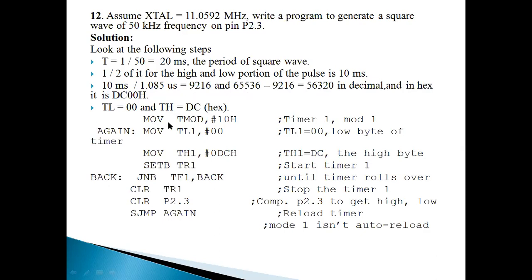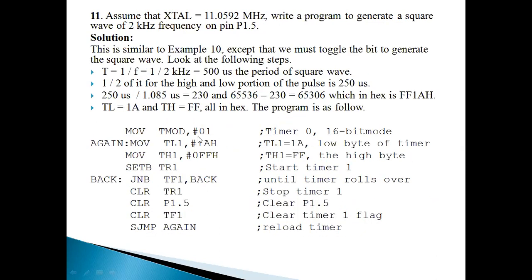So this is the correct program. MOV TMOD, #10H. Here timer 1 and mode 1 is selected. 10 will select timer 1. In the previous example also we could modify this as 10 and the whole program would be correct. Otherwise we need to modify these statements.